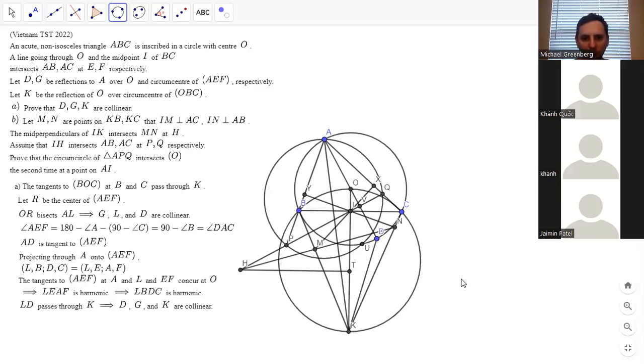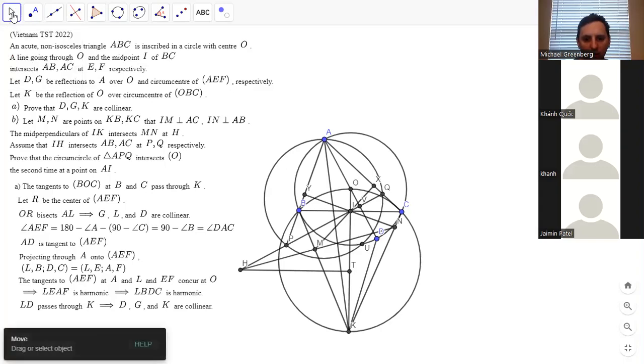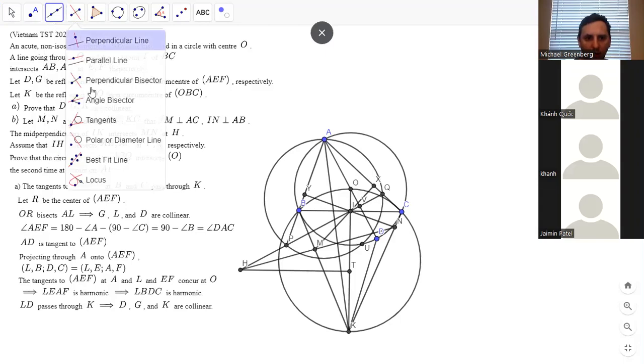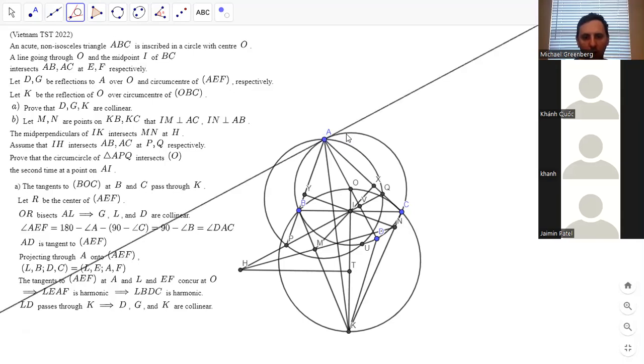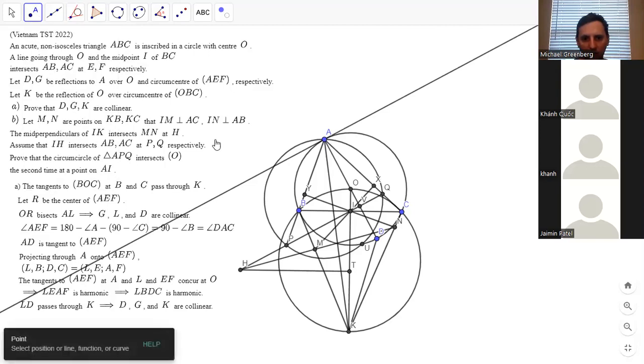I think I've come up with a solution, and it's quite complicated. Okay. So my idea is we need to delete a couple points and turn this into an easier problem. Can you draw the tangent at A of the circle O? And can you let it meet KB and KC at 2 points? Yes.